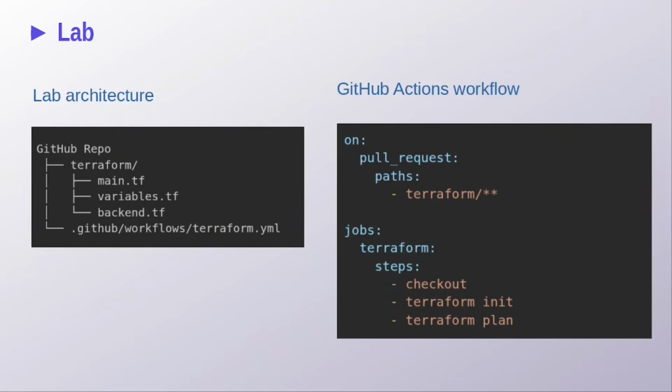Lab. Create a lab architecture like this. Create a folder and have at least 3 files, and create another folder to include the GitHub Actions workflow.